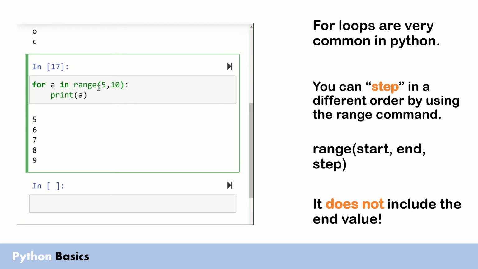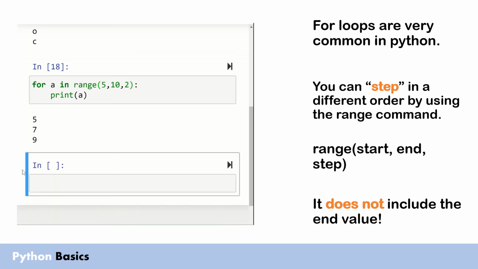There's a third argument to range, which allows me to control what's known as the step. Let's say I want every second number. I might put a 2 in there and press run. So I've got the output 5, 7, 9.